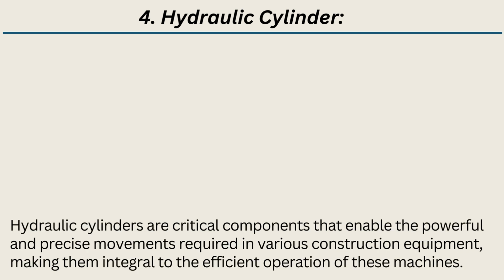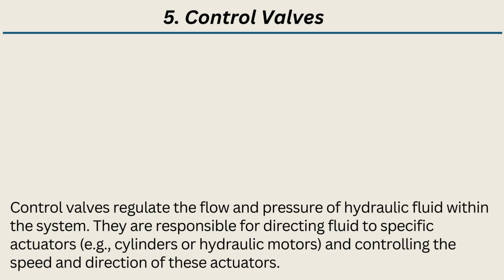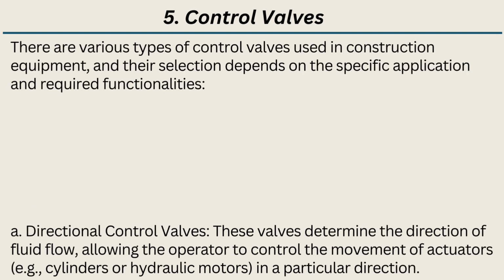Hydraulic cylinders are critical components that enable the powerful and precise movements required in various construction equipment, making them integral to the efficient operation of these machines. 5. Control valves. Control valves regulate the flow and pressure of hydraulic fluid within the system. They are responsible for directing fluid to specific actuators, for example cylinders or hydraulic motors, and controlling the speed and direction of these actuators. There are various types of control valves used in construction equipment, and their selection depends on the specific application and required functionalities.